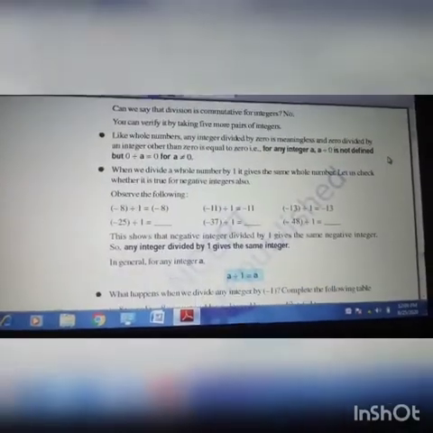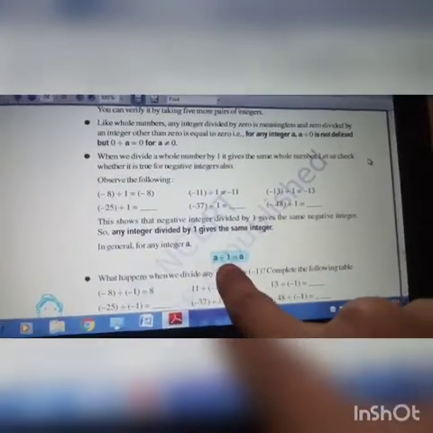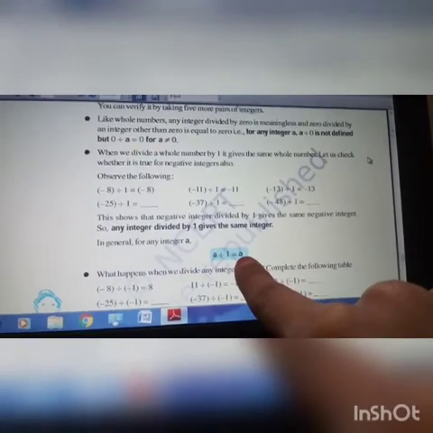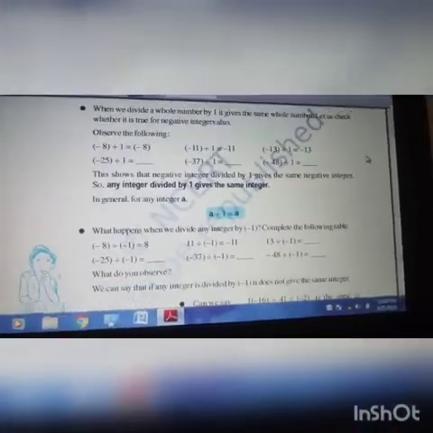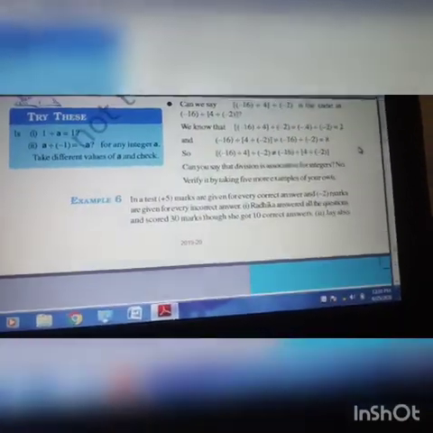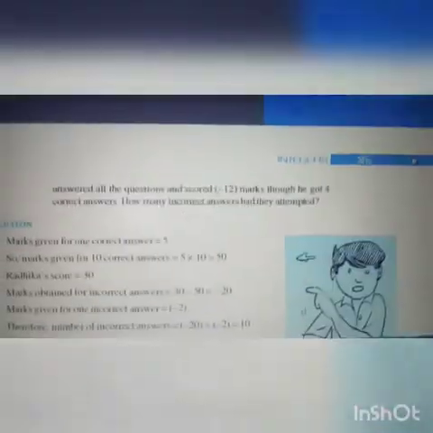Okay, next, if I divide any integer by 1, I will get the same integer. So that's why they have given a divided by 1 is a. Okay, a divided by 1 is a. So these are the properties. Next comes your example problem.